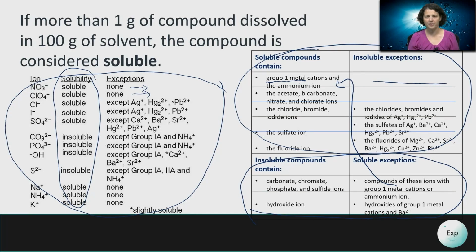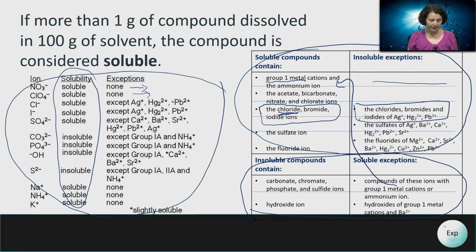Now, another compound that will show up frequently in your laboratory is calcium chloride. Calcium is not in the group 1 category, but it's in group 2. So that doesn't fit any of our soluble categories. We can look at the chloride because calcium chloride contains chloride. So chlorides are mostly soluble with the exception of silver 1, mercury 1, and lead 2. Calcium not being an exception makes calcium chloride soluble.